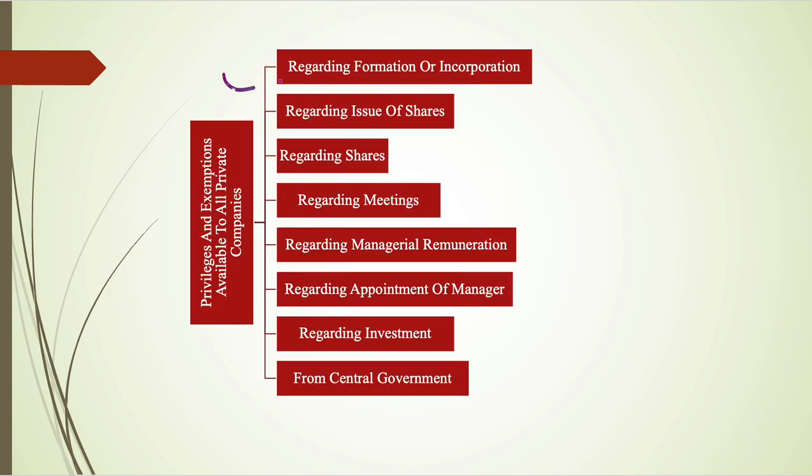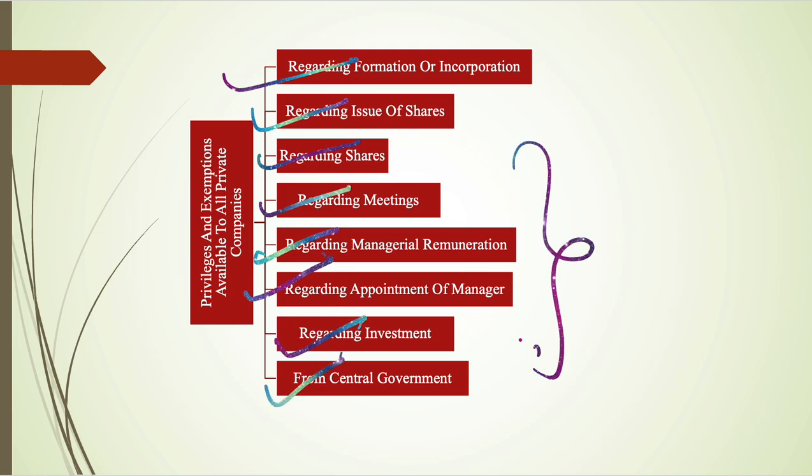First one is regarding formation or incorporation. Second is regarding issue of shares. Third is regarding shares. Fourth is regarding meetings. Next is regarding managerial remuneration. Next is related to appointment of manager. Next is related to investment, and the last is from the central government. So these are the various privileges and exemptions available to all private companies. So now we are discussing each of the points one by one in detail.